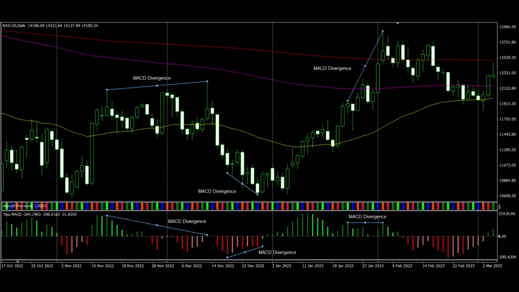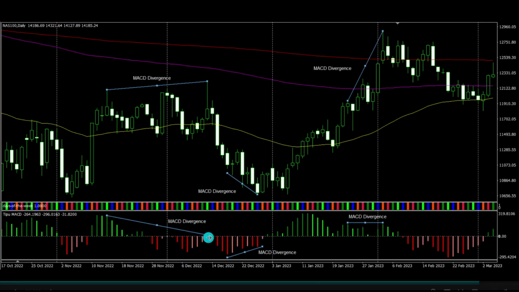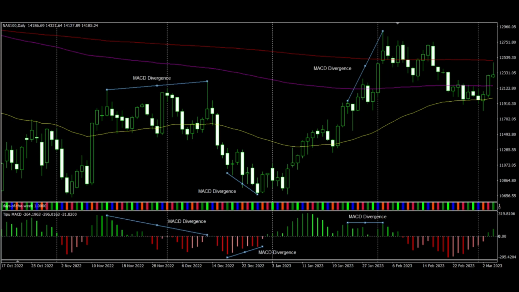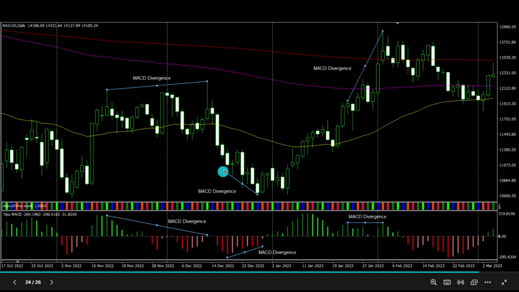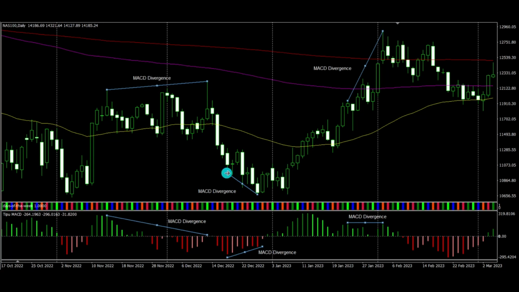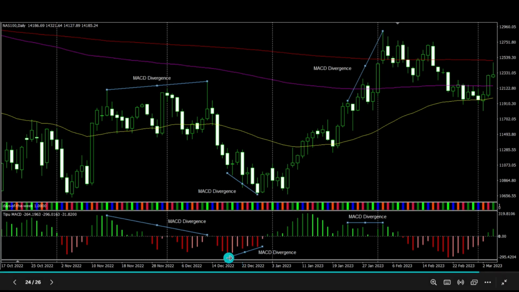This is a daily chart showing you 3 different divergences where you could have looked for entries on the smaller time frames. This divergence happens between this price level and this price level. And if we look at the histogram, there is a complete divergence to the downside. This is a bullish MACD divergence where price is going to the downside, but the histogram is moving to the upside.